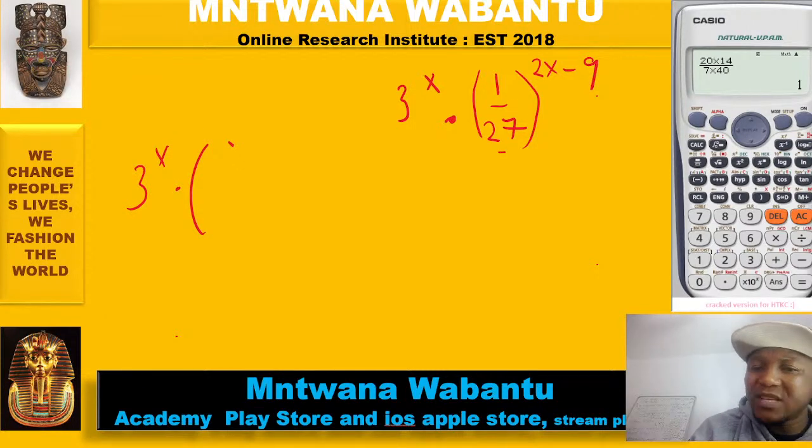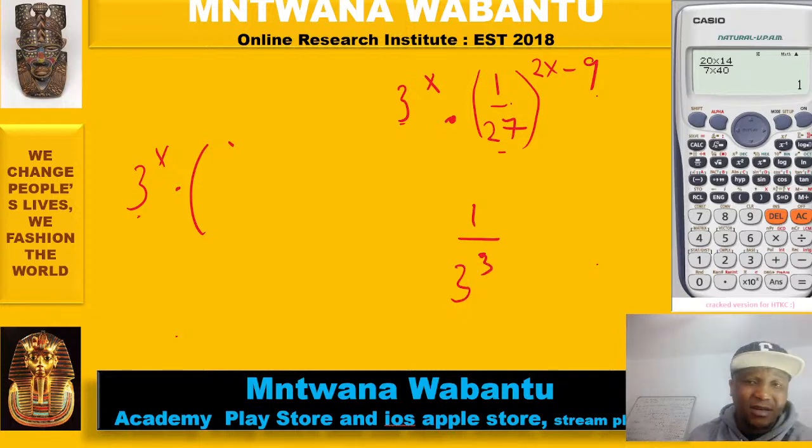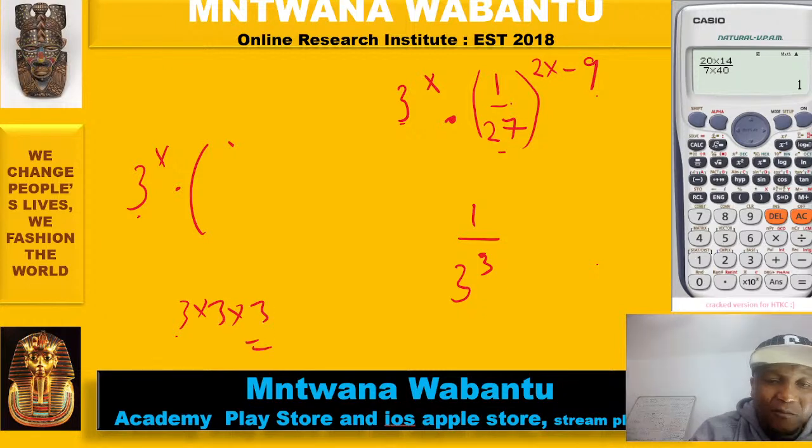Okay, look, what is 1 over 27? Because these bases are different, I have to make them the same. So I'm going to say 1 over, what is 27? 27 is 3 cube. Why do I say 3? Because I want to have the same base as that. 3 cube is like 3 times 3 times 3, which is going to be 27. 3 times 3 equal to 9. 9 times 3 equal to 27.